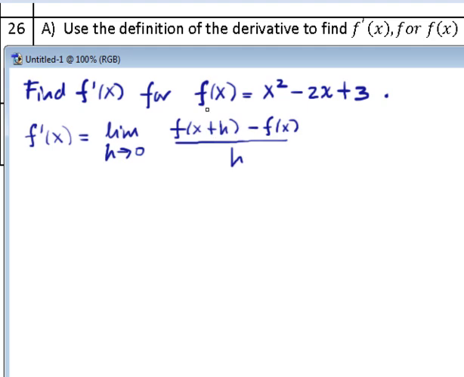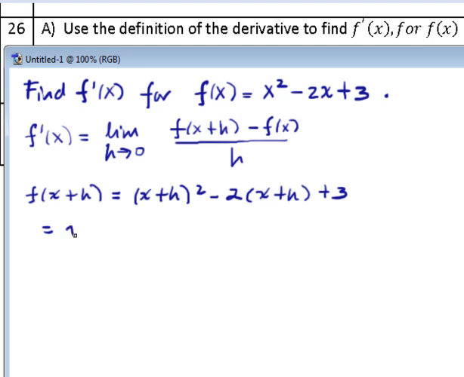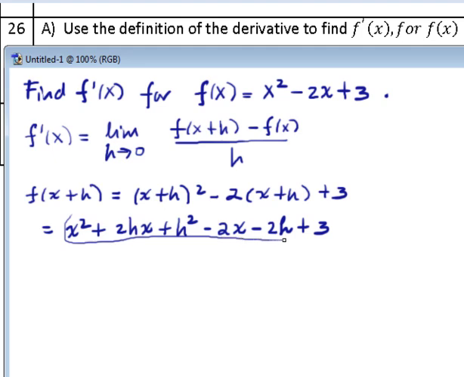Okay, let's calculate f of x plus h separately, and then we'll substitute it in. So we're substituting x plus h for x. Here we have x plus h squared minus 2 times x plus h plus 3. Okay, so squaring this out, we have x squared plus 2hx for the middle term, plus h squared, minus 2x minus 2h plus 3. We can't simplify or combine; there are no like terms. So we'll just take this expression exactly as is.